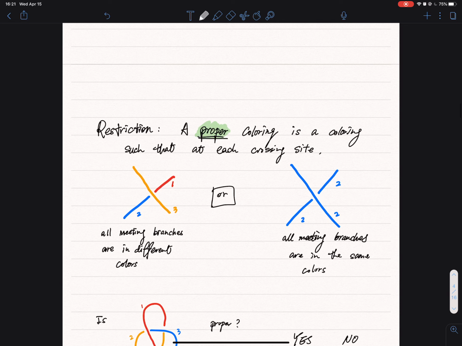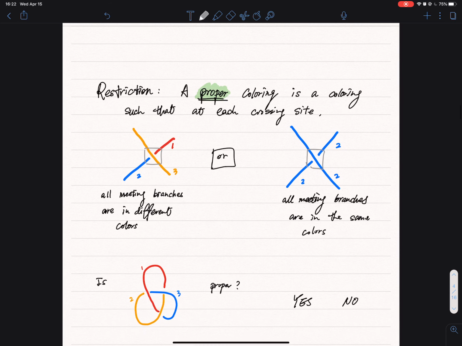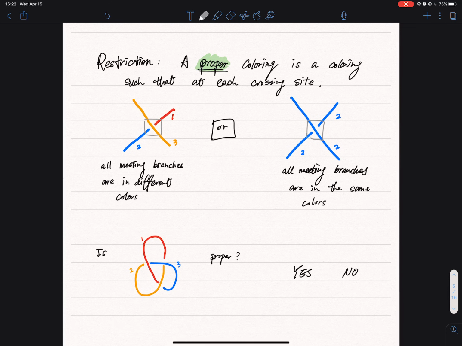We want to make sure that the only colorings we consider are proper colorings, and this will significantly cut down this number. Why? Because we only allow each crossing to involve 3 different colors or 1 color. So it basically limits a lot of possible colorations.